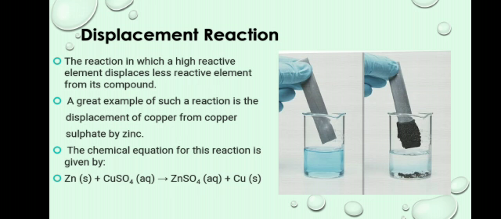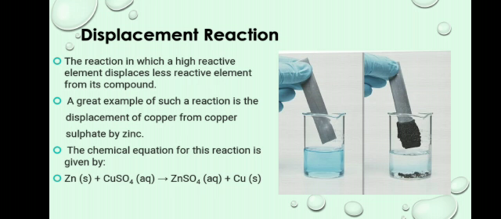The chemical reaction for this becomes Zn(s) plus CuSO4(aq). S means solid form, and aq means aqueous form, which is the form in which we dissolve the copper sulfate powder in water. So when we mix, it becomes aqueous. What happens when a zinc rod is dipped in copper sulfate solution? It forms zinc sulfate solution, because zinc is more reactive than copper and it displaces copper, and copper gets deposited on the zinc rod.